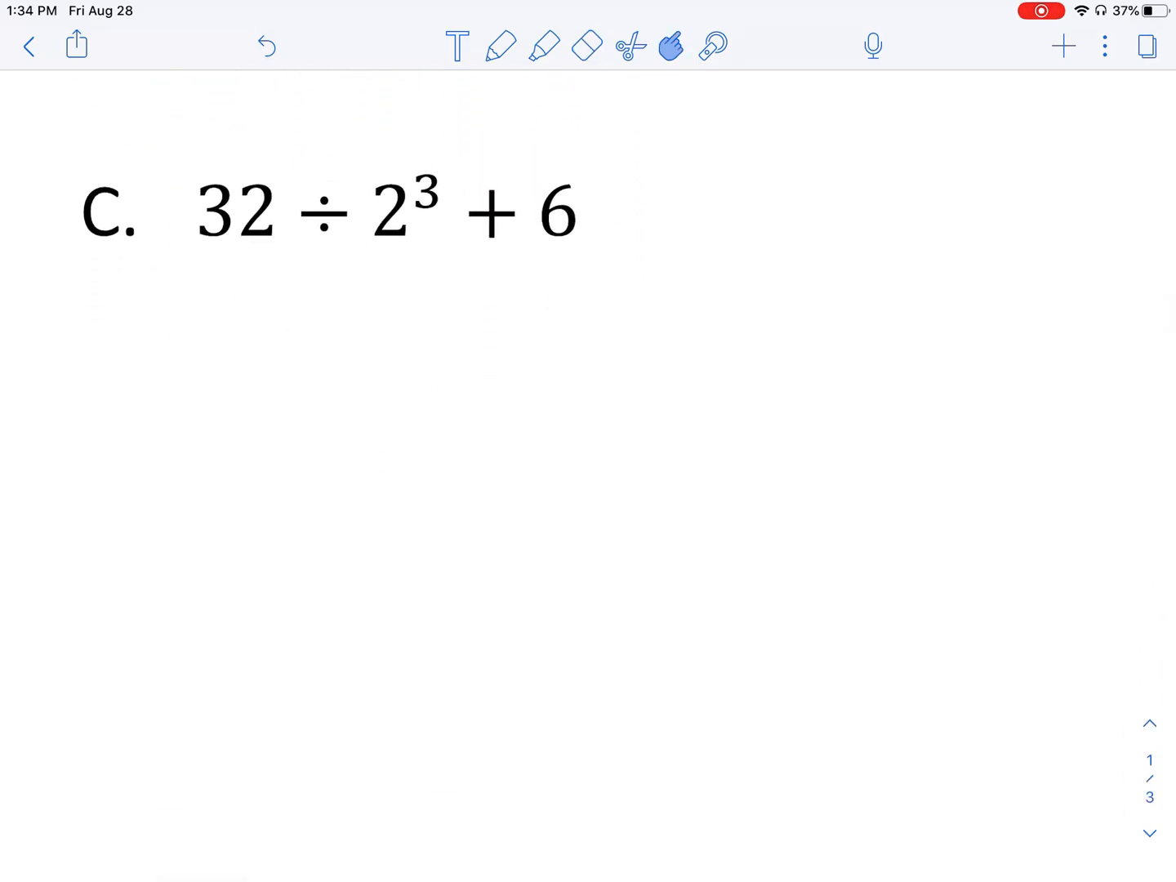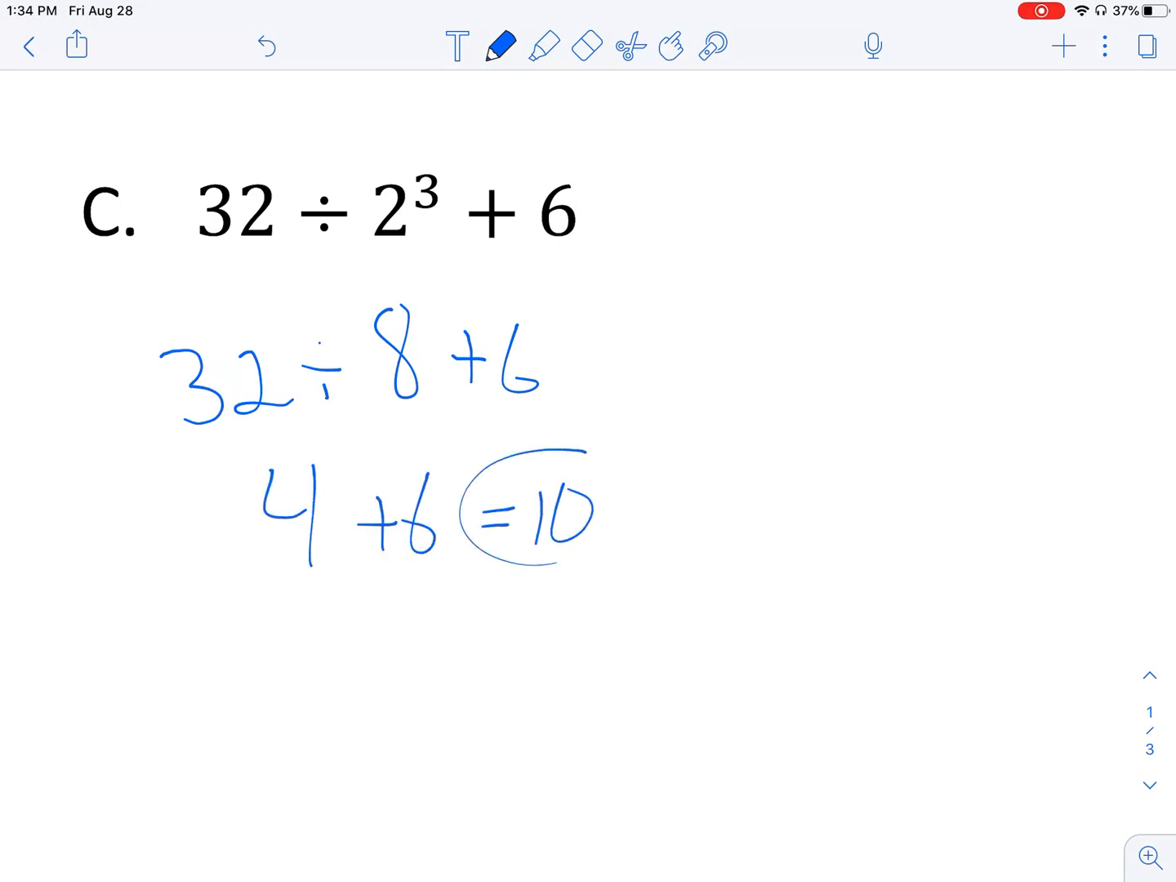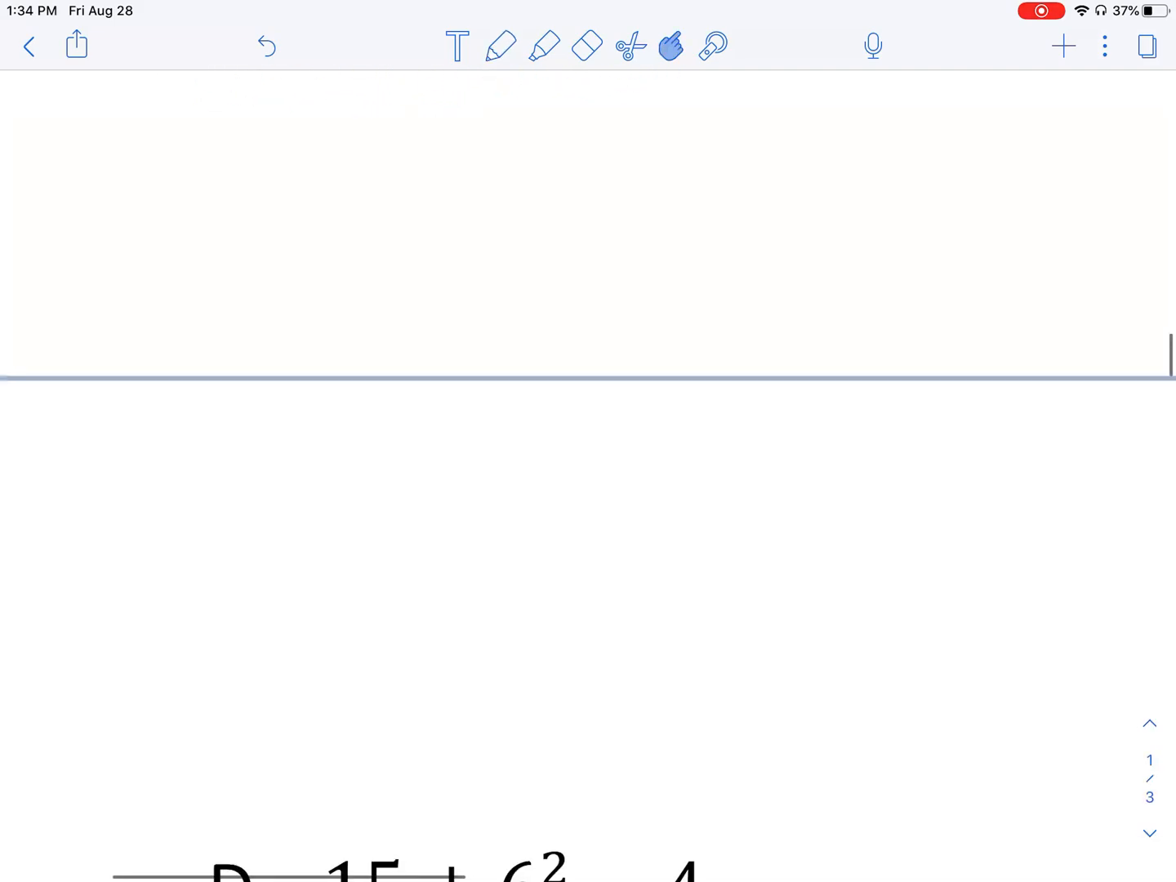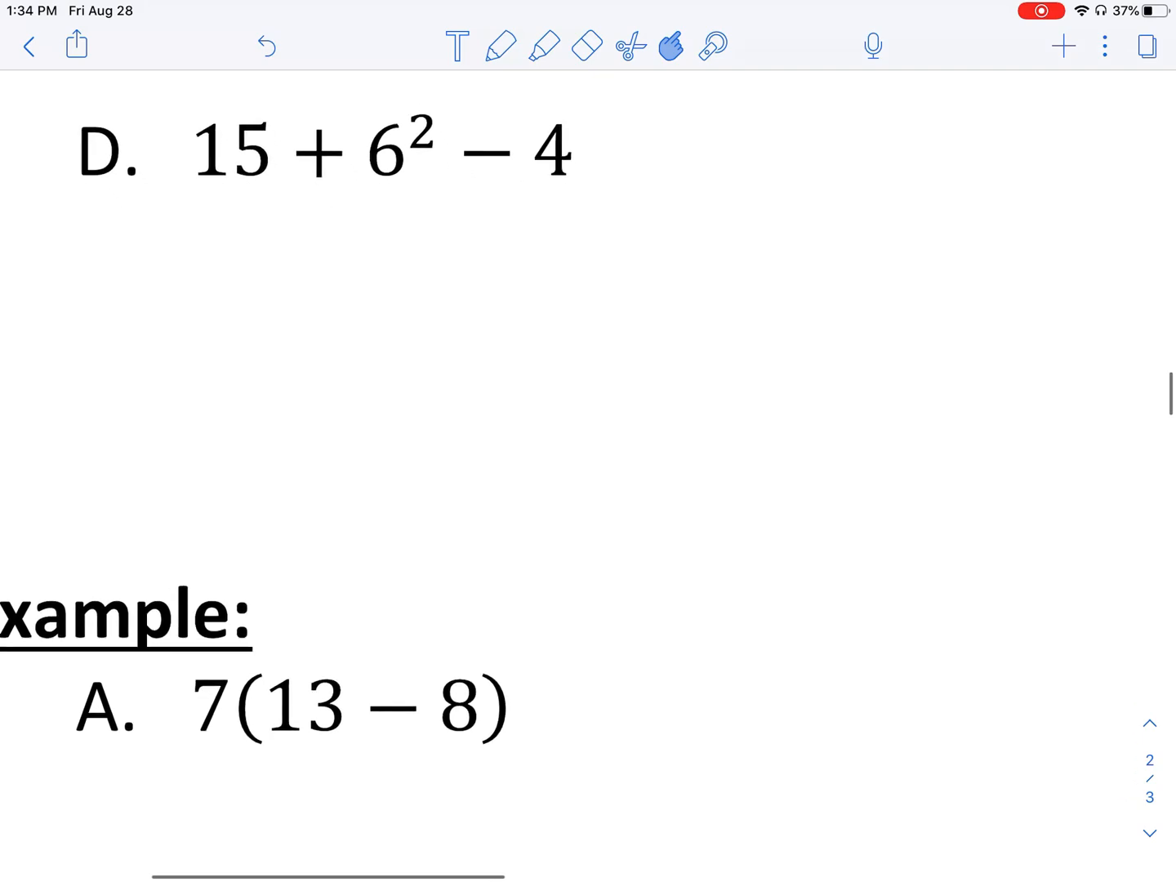Okay, lastly, we have 32 divided by 2 to the third plus 6. 2 to the third is 2 times 2, which is 4, times 2 again is 8. So 32 divided by 8 plus 6. 32 divided by 8 is 4, plus 6 is 10. Okay, so hopefully you got all three of those correct. Oh, just kidding, there's one more.